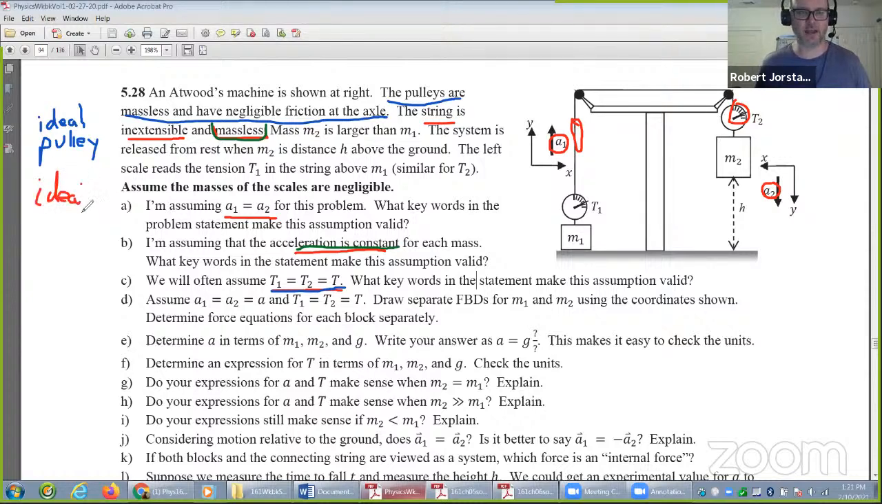So any questions about that while I'm writing this up here? There's an ideal pulley and an ideal string. That's what allows us to say they have the same acceleration magnitudes and the same tensions.